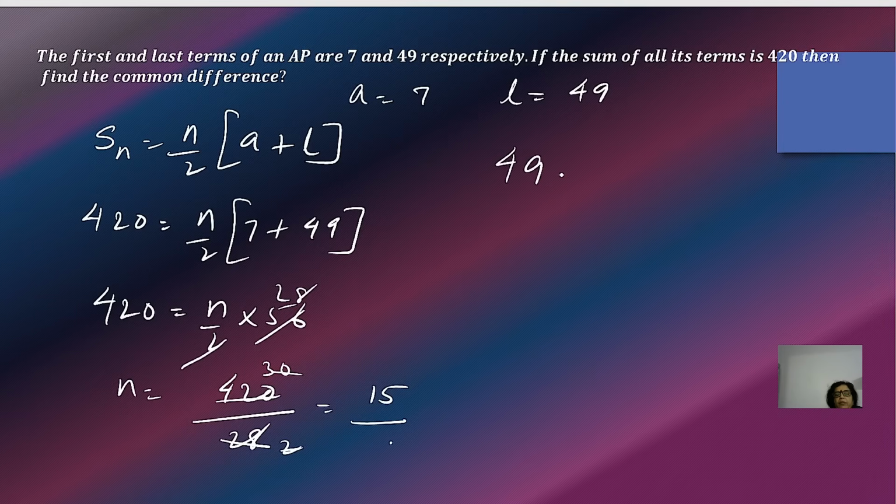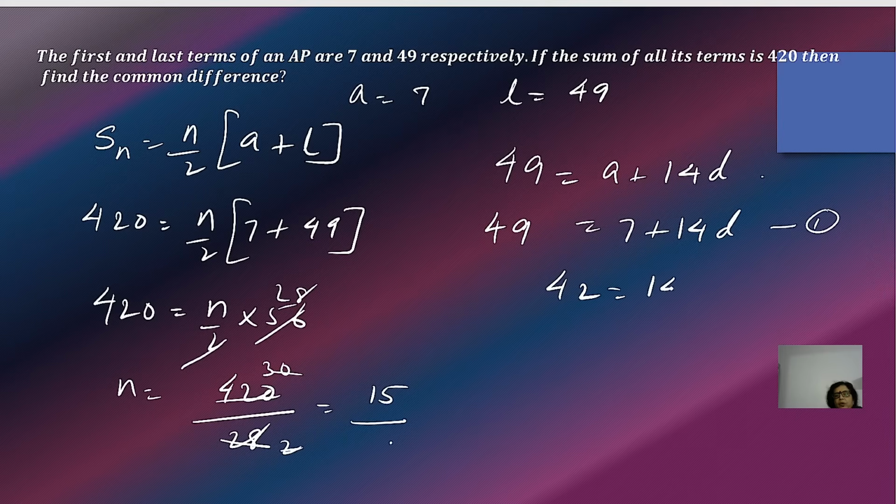So 49 with the help of the general term formula can be written as a plus 14d. Now a is 7 and d is not given. We have to find d. So 49 is equal to 7 plus 14d. This becomes an equation. So 42 is equal to 14d. So d is equal to 3. So the common difference is equal to 3. So this is how we get the value of d from here.